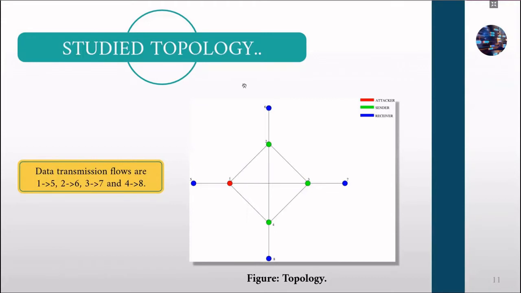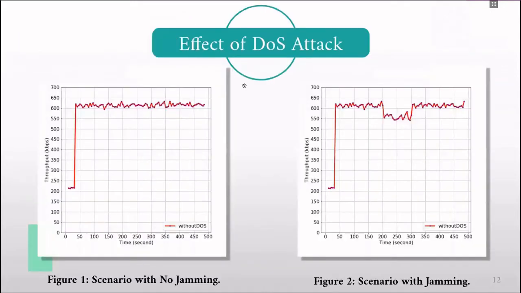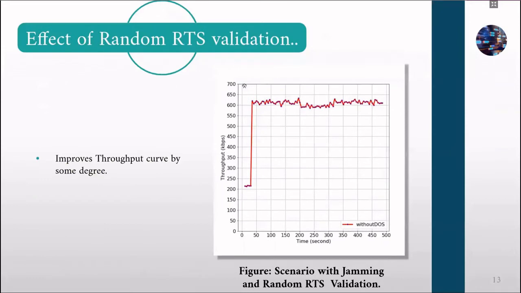Now, this is our study topology, where the green nodes are the senders and the blue nodes are the receivers and the red node is an attacker. Data transmission flows are 1 to 5, 2 to 6, 3 to 7 and 4 to 8. We run the simulation in Network Simulator 2, and figure 1 shows the throughput versus time graph where no jamming has occurred, and figure 2 is for after jamming occurs. The curve falls from 200 to 300 seconds when jamming occurs. Now, take a look at the effect of the random RTS validation. It increases the curve by some degree.